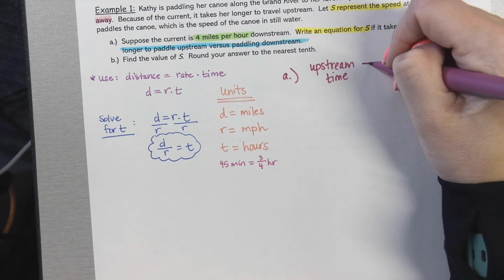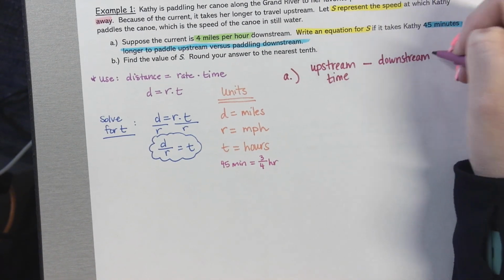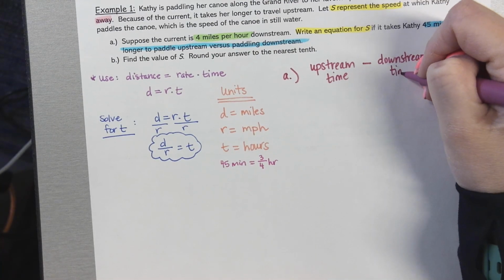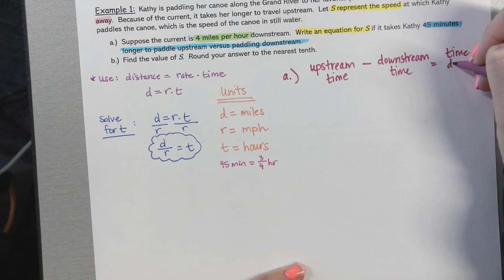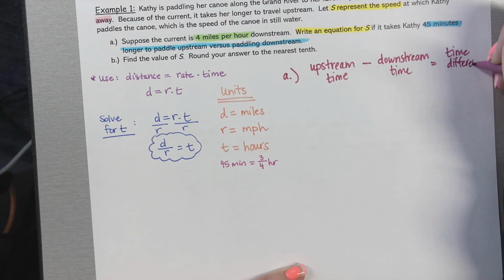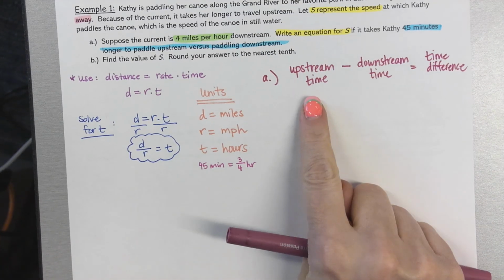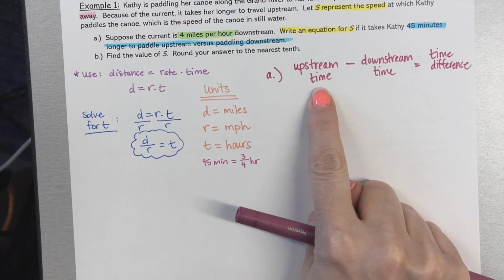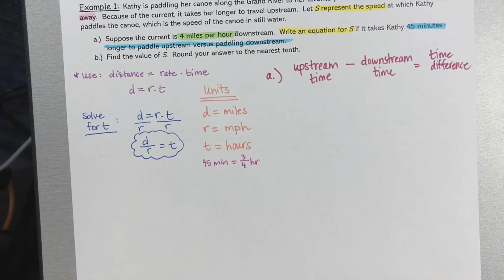If we subtract the time it takes her to travel downstream, we know what that difference is. Okay, I'm just going to write time difference. That way you can apply it to similar problems. Okay, so the time it takes to travel upstream, I'm just calling upstream time, minus the time it takes to travel downstream, is equal to your time difference, sorry. Okay, so we already know the time difference.